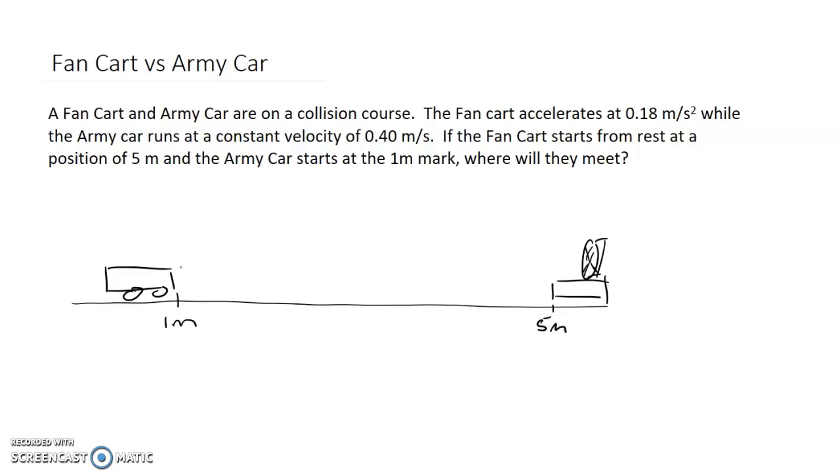The army car has an initial velocity of 0.4 meters per second. And the fan cart is going to accelerate towards the army car. They're on a collision course, so they're heading towards each other. And we know that we have an acceleration of 0.18 meters per second squared to the left. Now it starts at rest, so it has no initial velocity. And they're going to meet somewhere in the middle, which we actually don't know. We'll call that x final.